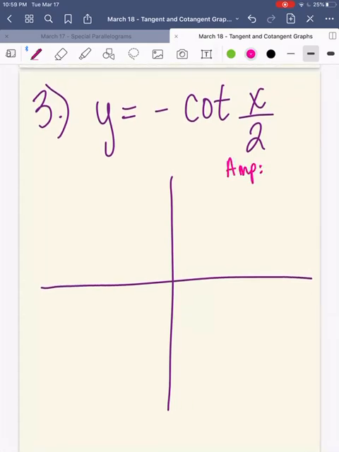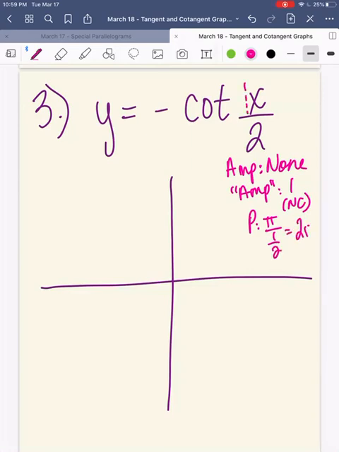So our amplitude is still none, but our amp is 1, which is no change. And our period is going to be pi over 1/2. Remember, there's an imaginary 1 here, which is going to equal 2 pi. So actually, that's going to turn out to be like what we're used to. So 2 pi, pi over 2.